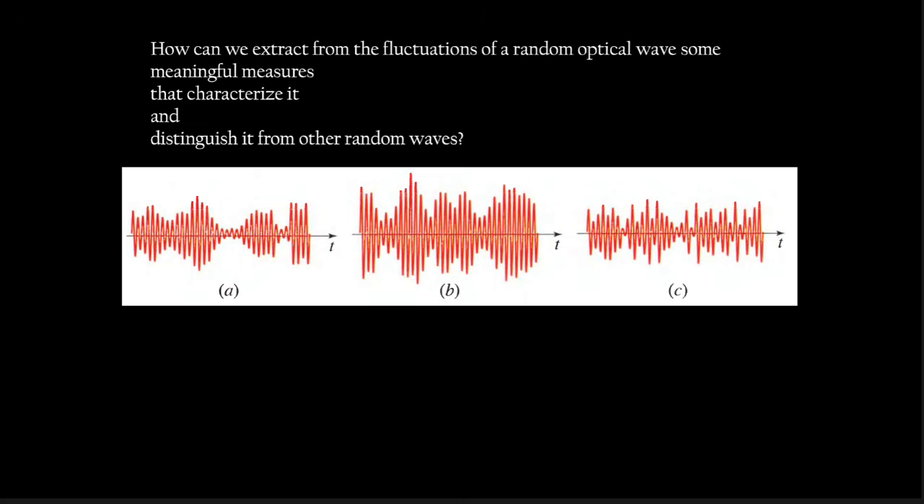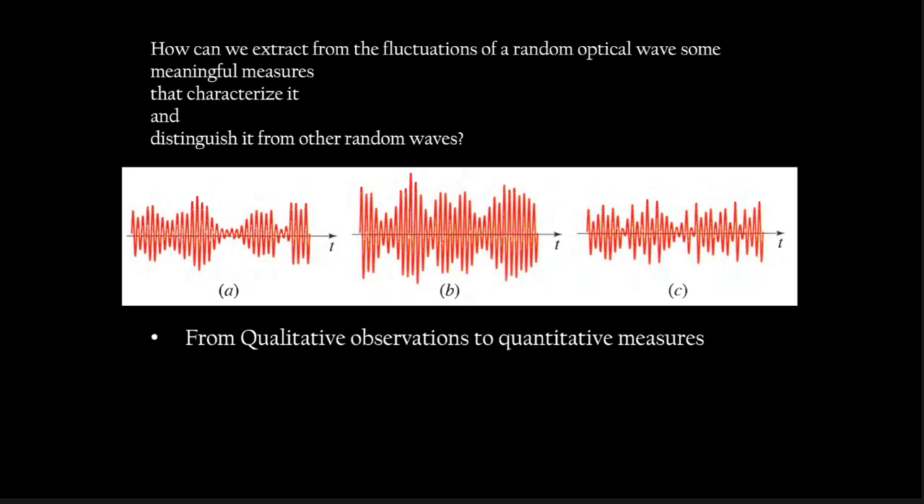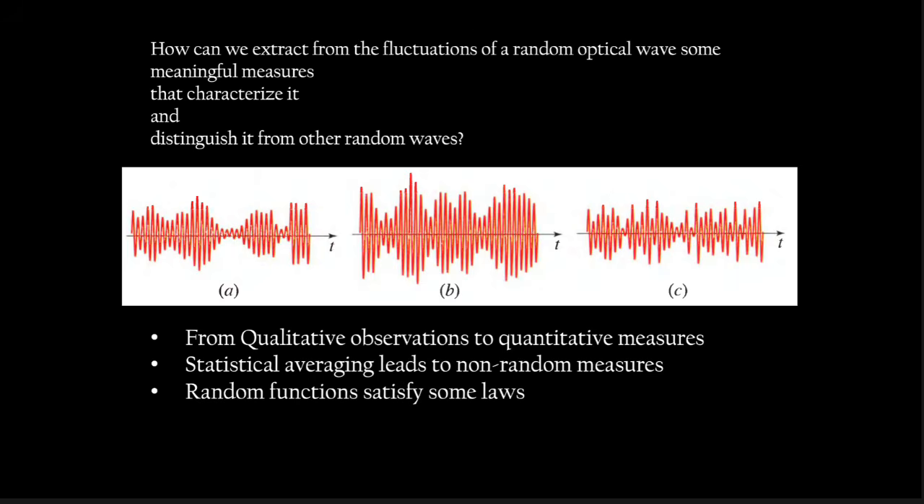And the random fluctuation of the field as a function of time can take any kind of arbitrary nature of waveforms, and therefore it is necessary for us to study it, and statistics plays a critical role in such kind of system. What is of interest for us is to go from a qualitative observation to a quantitative measure in such kind of fluctuating signatures. In there, the statistical averaging leads us to non-random measures, which are equally important for us to quantify this whole process. And the random function satisfies certain laws, and those laws are important for us to appreciate. And statistical averages also satisfy certain laws. And what are those laws and what are those functions is something of interest to this particular discussion.